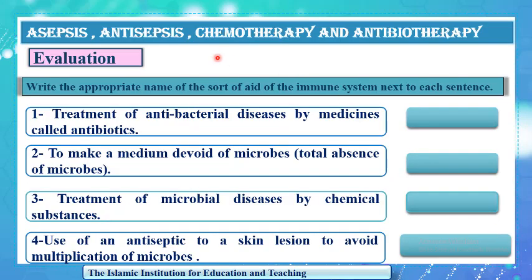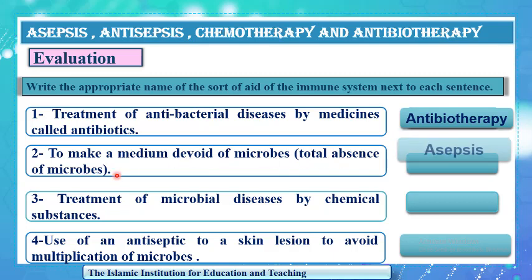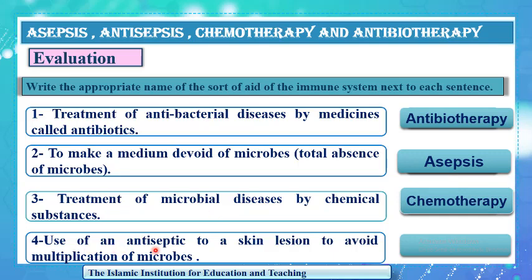Dear students, pause the video and solve this evaluation. Write the appropriate name of the sort of aid of the immune system next to each sentence. Treatment of antibacterial diseases by medicines called antibiotics. This sort of aid is called antibiotherapy. To make a medium devoid of microbes, or the total absence of microbes, it is asepsis. Treatment of microbial diseases by chemical substances, it is chemotherapy. Use of an antiseptic on a skin lesion to avoid multiplication of microbes, it is antisepsis.